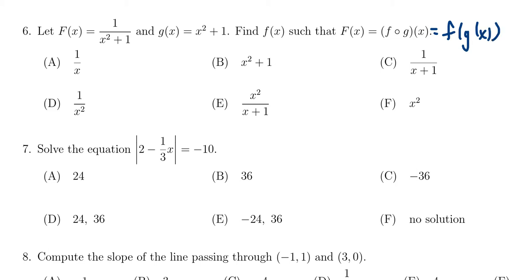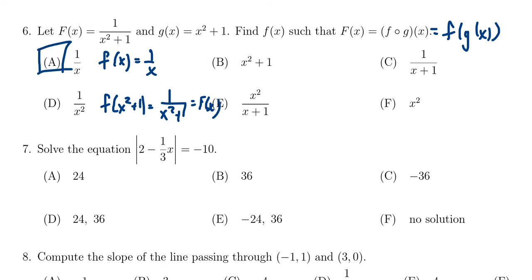So we're looking at capital F here. Where do we find a little g? Well, little g is x squared plus 1. So we can see there's an x squared plus 1 here in the denominator. What appears to have happened is that we take f to be actually what we have right here, 1 over x. Notice if you take that as your choice for f, if we put g of x inside of that, f of x squared plus 1 would look like 1 over x squared plus 1, which is exactly capital F of x. So therefore, the correct answer would then be choice A.